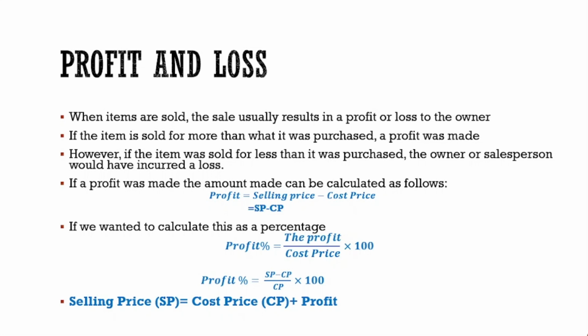If we wanted to calculate this as a percentage, then profit percent is equal to the profit that was made over the cost price times 100. As a formula, profit percent is equal to SP minus CP over CP times 100. And of course, this SP and CP represents the selling price and the cost price as shown above. So for a profit to be made, the selling price that is to be determined is going to be equal to the cost price plus the profit that was made.